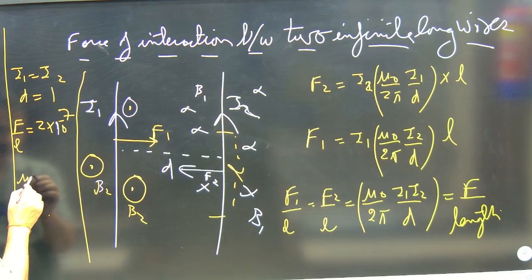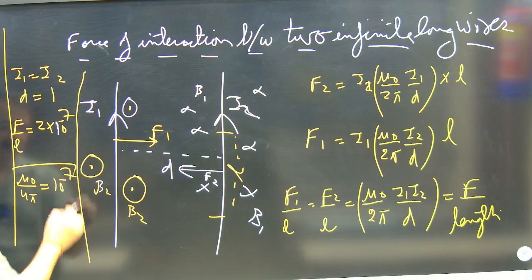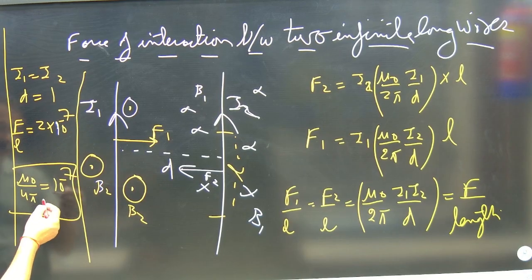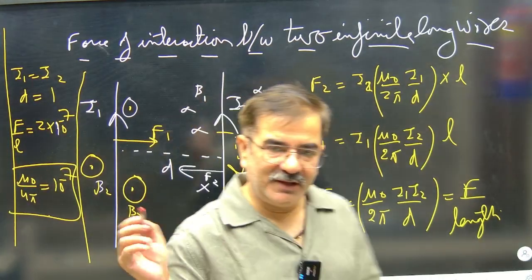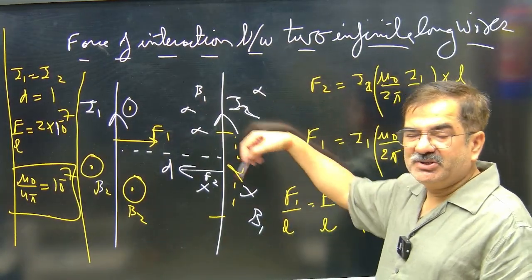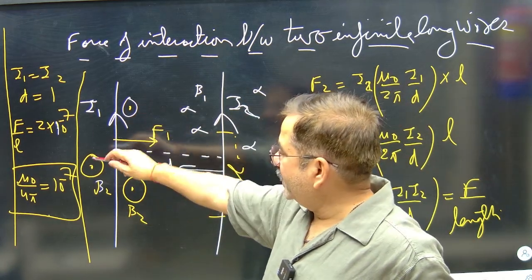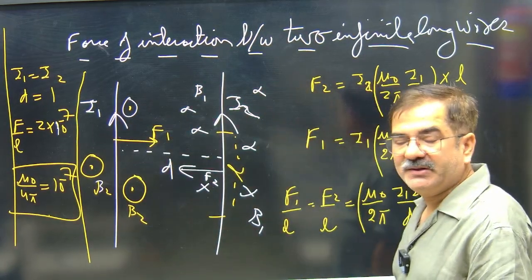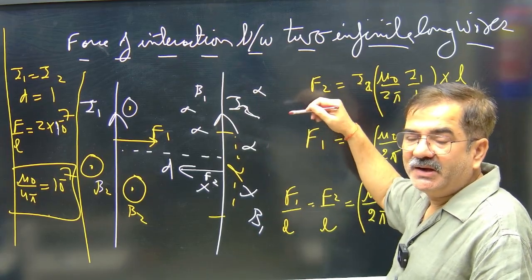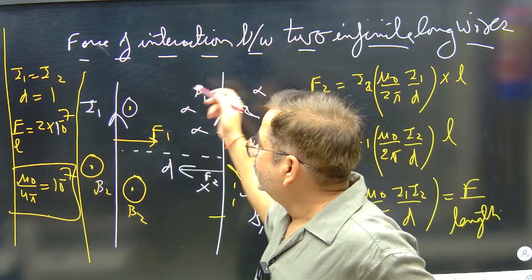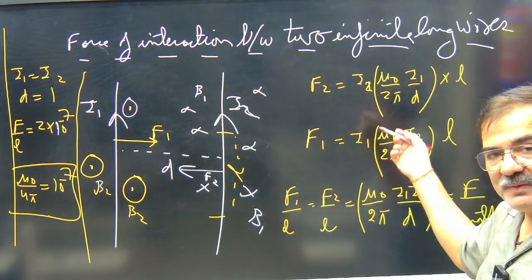Because we know mu naught by 4 pi, that is 10 power minus 7. So by 2 pi, what will it be? 2 into 10 power minus 7. If the force is this, per unit length of wire, the current is the same, distance is 1 meter, so that current must be 1 ampere. So if per unit length this value comes 2 into 10 power minus 7 Newton per meter, then both the wires will be flowing the same current of 1 ampere. Correct? So this is the standard definition of ampere which we apply in SI units.